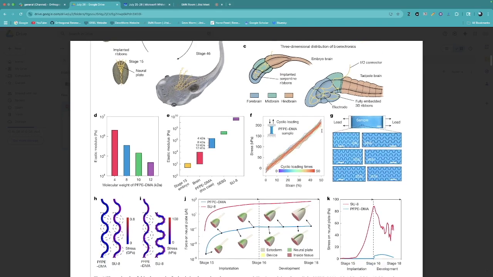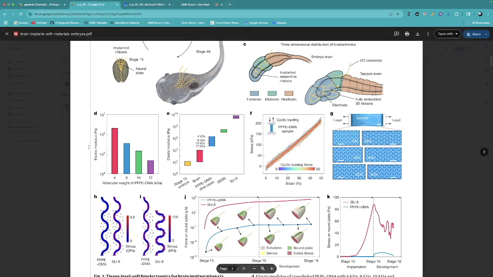Then you have some physics here. They measure the elastic modulus versus the molecular weight. So that gives you some performance information. Then you have stress, so you have cyclic loading, stress versus strain, and that's that.